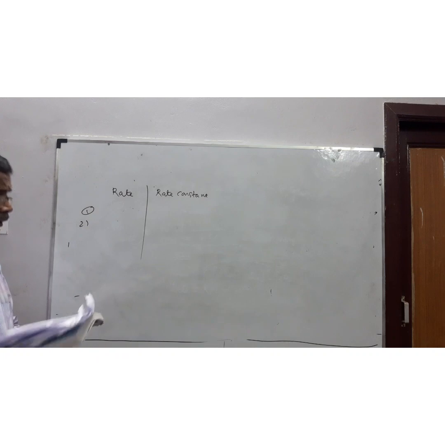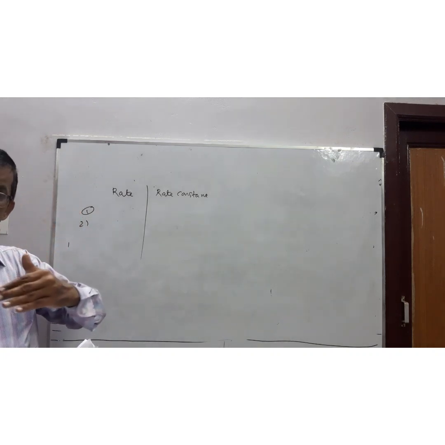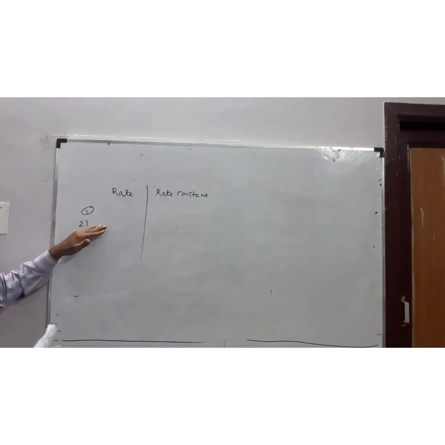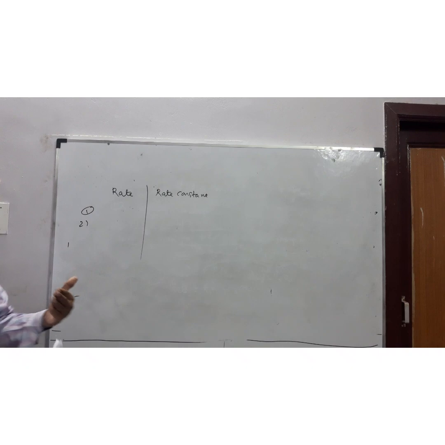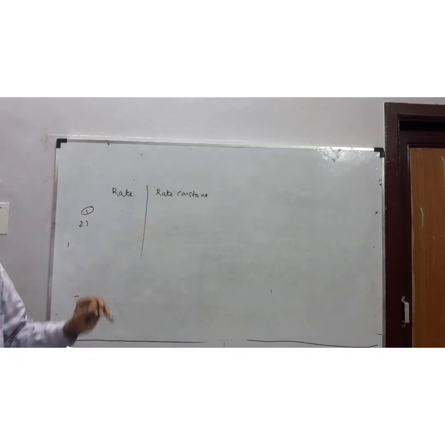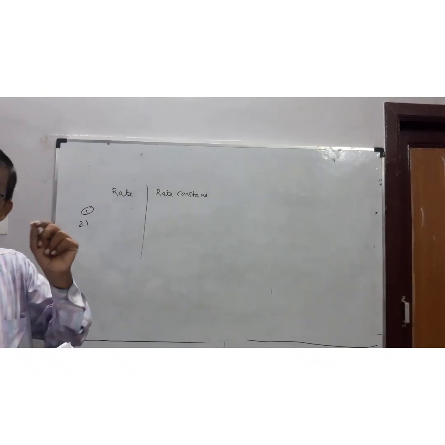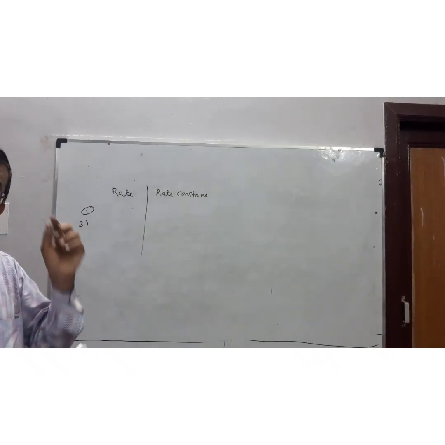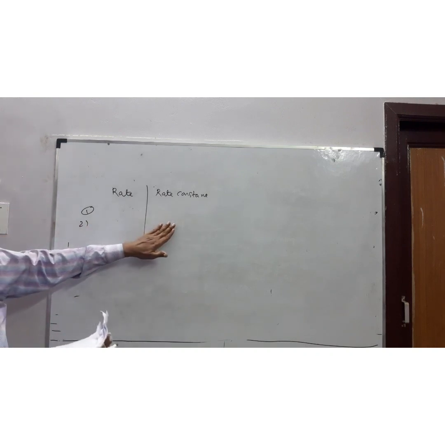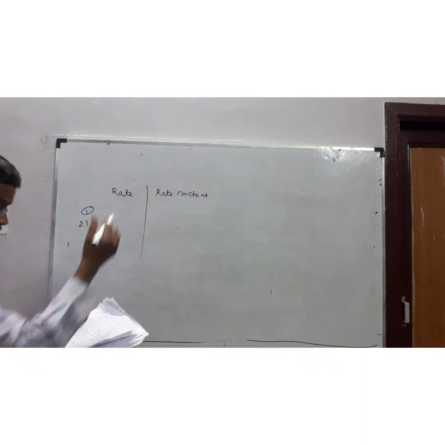Second point, rate is measured as a decrease in the concentration of reactant or increase in the concentration of product per unit time. இது எப்படி மெஷர் பண்றோம்? Rate constant is equal to rate of the reaction when the concentration of reactants is unity. Concentration unity இருக்கும்போது rate of the reaction is equal to rate constant.